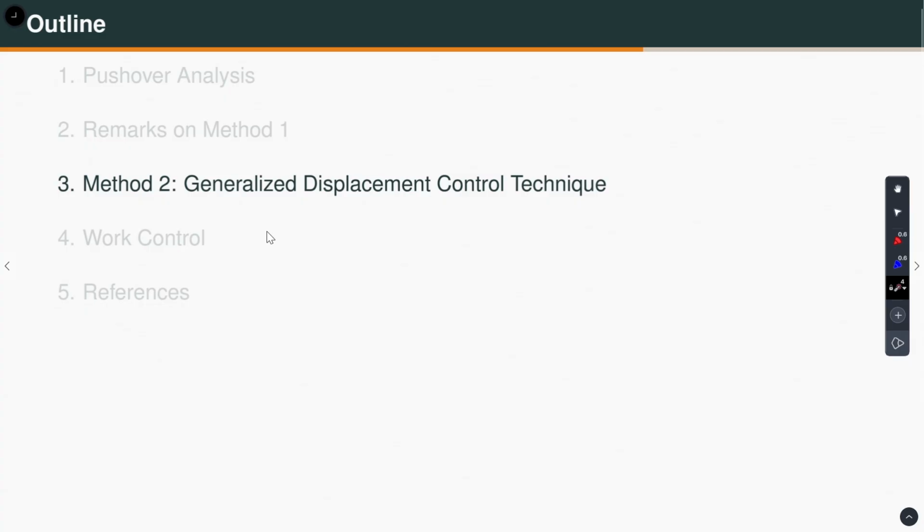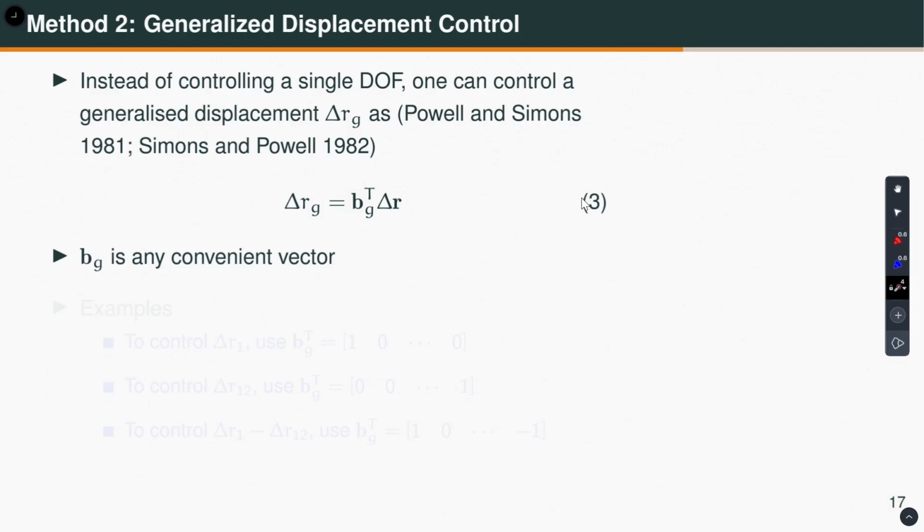Very quickly, what is the generalized displacement control technique? So, the idea is instead of controlling a single degree of freedom, one can control a generalized displacement delta Rg, which comes from these references which are listed at the end, okay. So, g stands for generalized. So, I am saying I am controlling a generalized displacement, okay, and how do I get that? Bg transpose is a row vector multiplied by all the displacements, okay. So, if I write after taking the transpose, this is n cross 1 and this is 1 cross n after the transpose, right. So, Bg is any convenient vector.